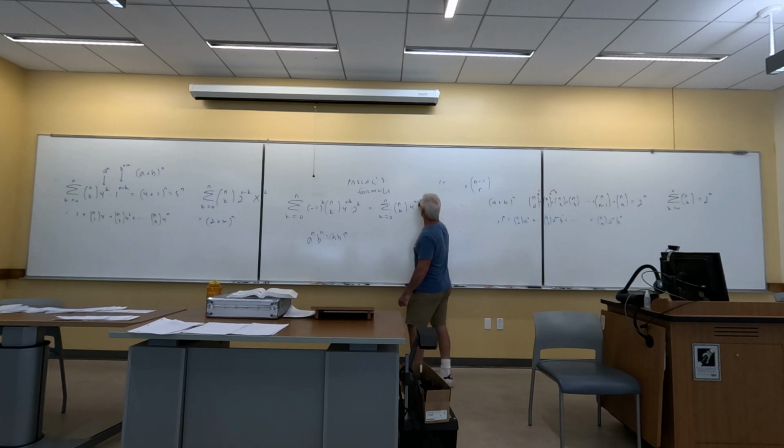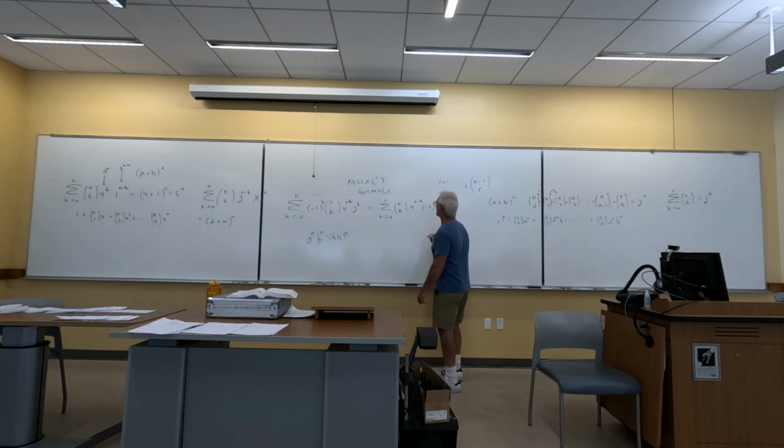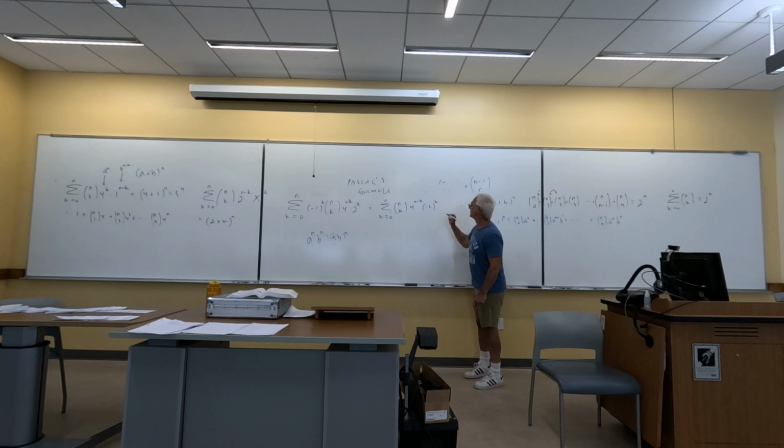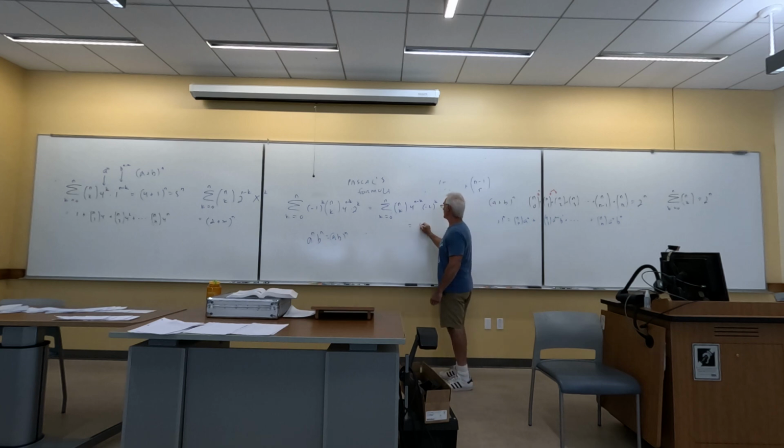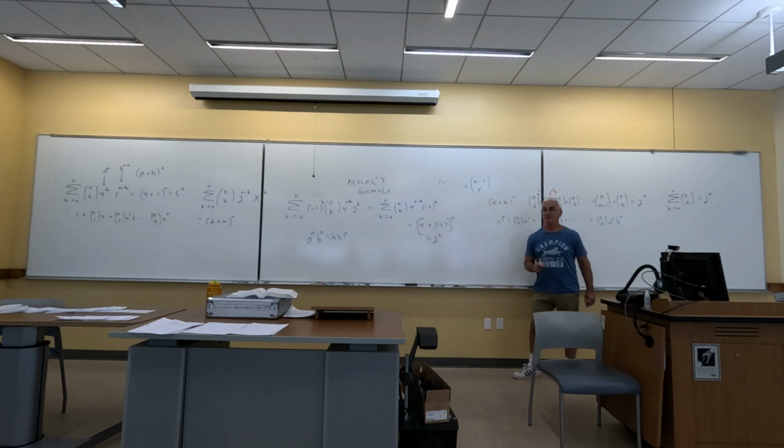I have 4 to the n minus k times -2 to the k. Do we all agree with that? So therefore, this would be what? 4 plus -2 raised to the n, or simply 2 to the n. Whoa.